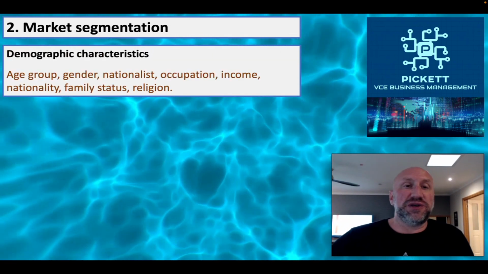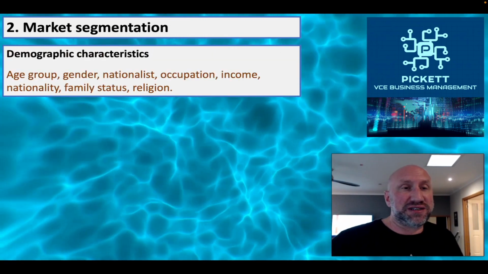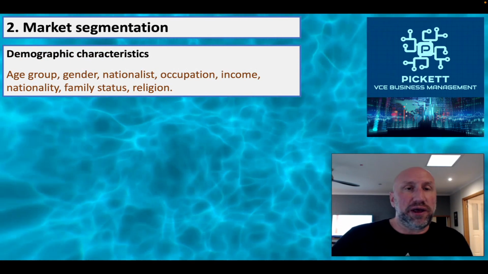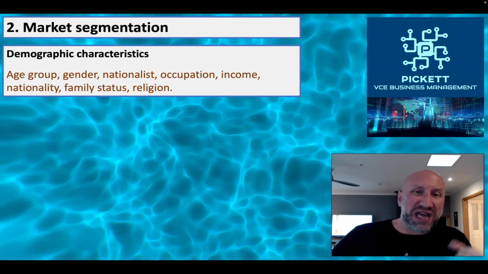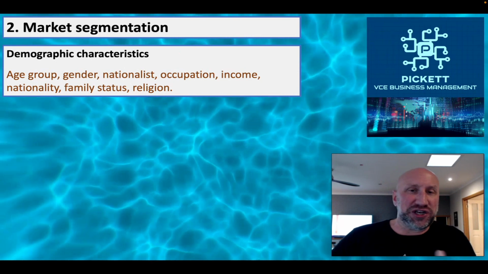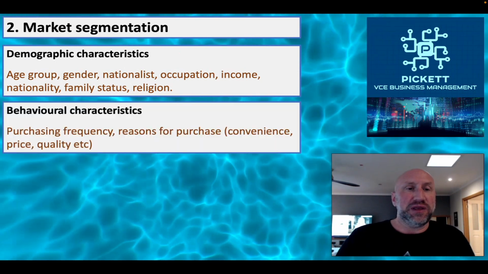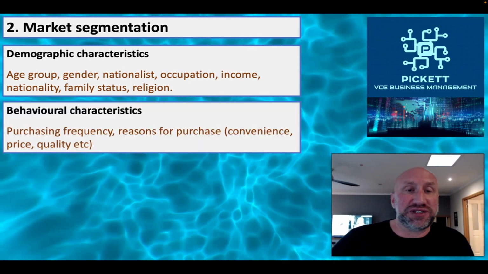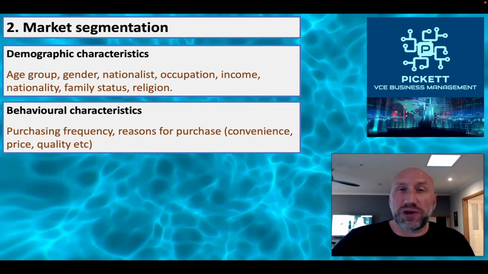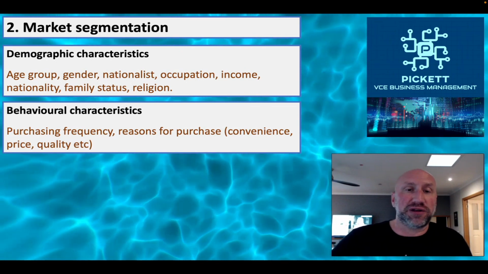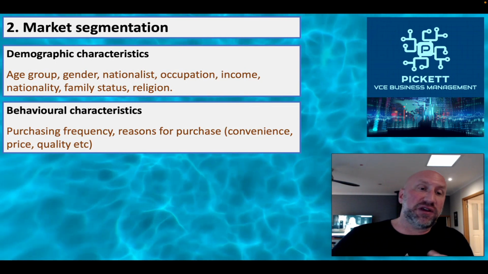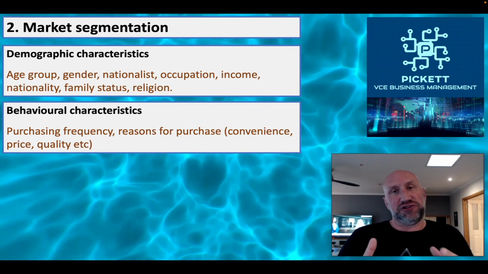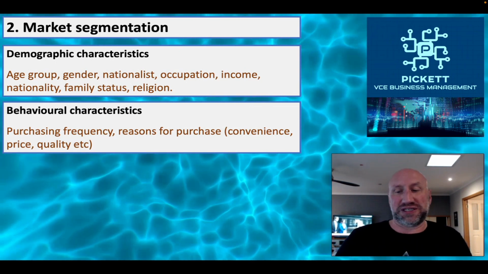So first off, starting with demographic characteristics, things like what age the people are, what gender, nationality, occupation, income, and so on and so forth. Then you could look at their behavioral characteristics. So how frequently they might make the purchase of this type of product. What reasons are they buying? Is it for convenience? Is the reason for buying going to be price? Is it going to be quality?